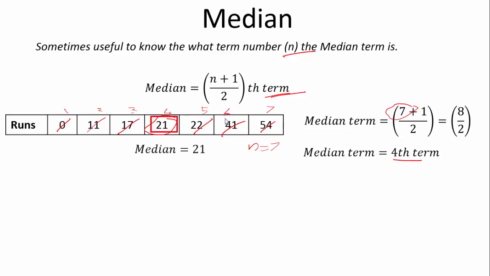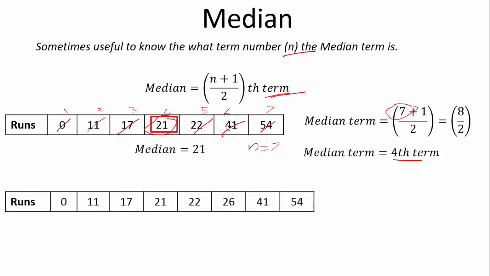Right. Which is 21, just like we did. Now we have 8 terms. So here's 1, 2, 3, 4, 5, 6, 7, 8. So what is n equal? N is equal to 8. Right? The number of terms in this series is 8.